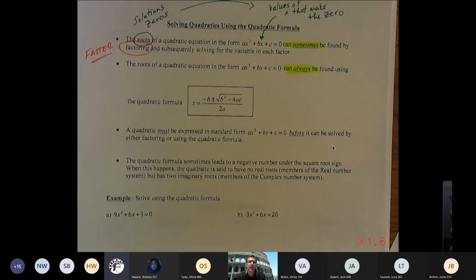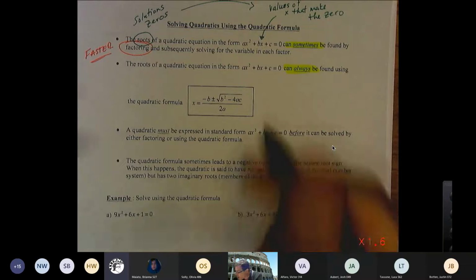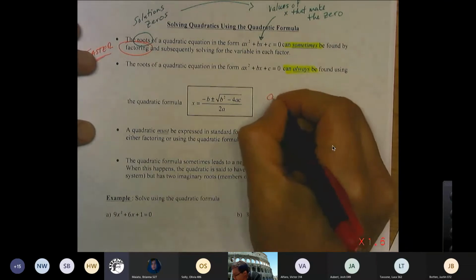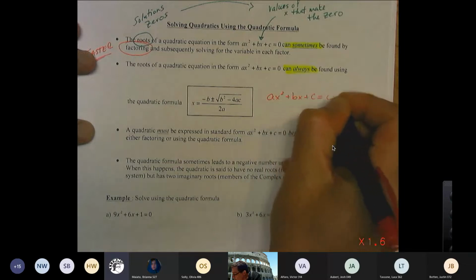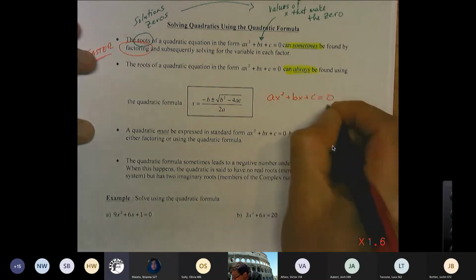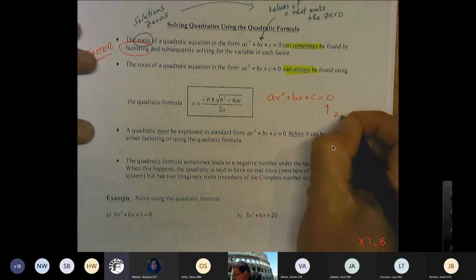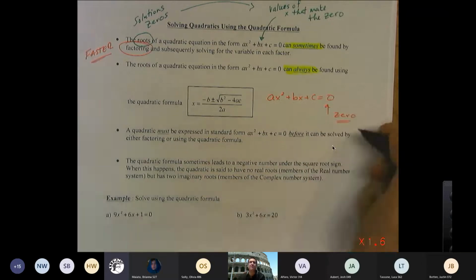You are in grade 11U. You need to know the quadratic formula. You need to memorize it. It is negative b plus or minus the square root of b squared minus 4ac, all over 2a, as long as you are in this form: ax squared plus bx plus c equals 0. It must be equal to 0. I cannot stress that enough.